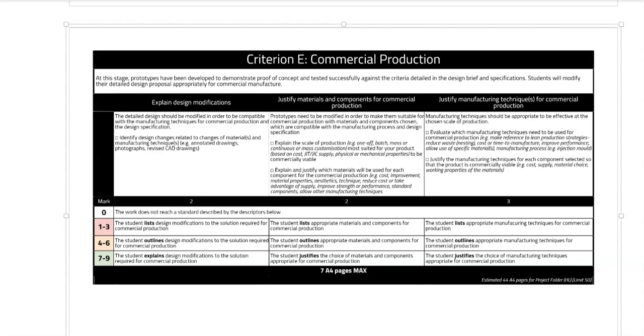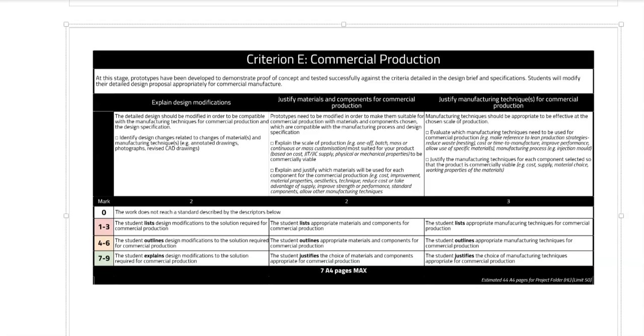So the first section, explain design modifications. For this section, a detailed design should be modified in order to be compatible with the manufacturing techniques for commercial production and design specifications. So students need to identify design changes to materials and manufacturing techniques, and this can be done via annotated drawings, photographs, and revised CAD drawings.